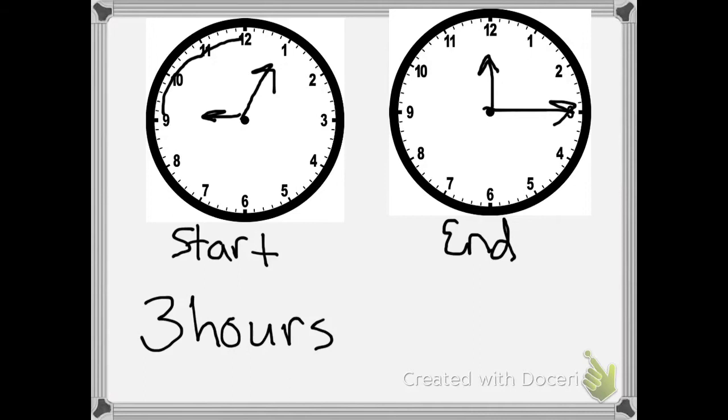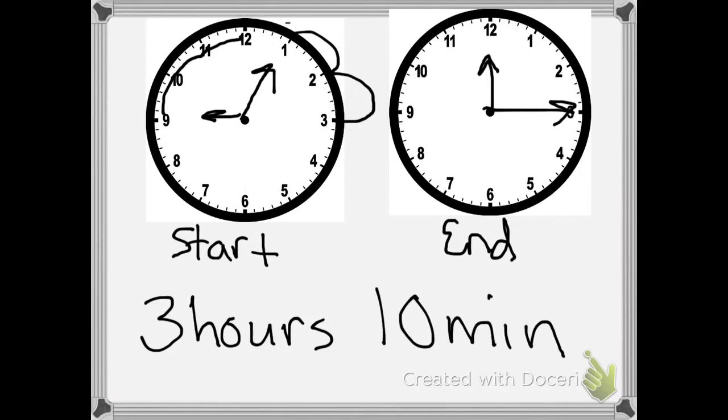Now we need to figure out how many minutes. You notice it doesn't start at 12. It starts at 1. And it ends at the 3. So I need to figure out how many minutes have gone by from the 1 to the 3. And I'm going to count by fives because we're talking about minutes. So here we go. 5, 10. 10 minutes have gone by. So Miss Ritsky and I were on our road trip for 3 hours and 10 minutes.